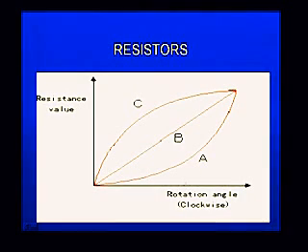This graph gives you the change in resistance as we change the rotation angle clockwise. For example, this is the resistance value. There are 3 different types, A, B and C. In the case of B, you find the resistance changes linearly by precise value with the rotation angle.